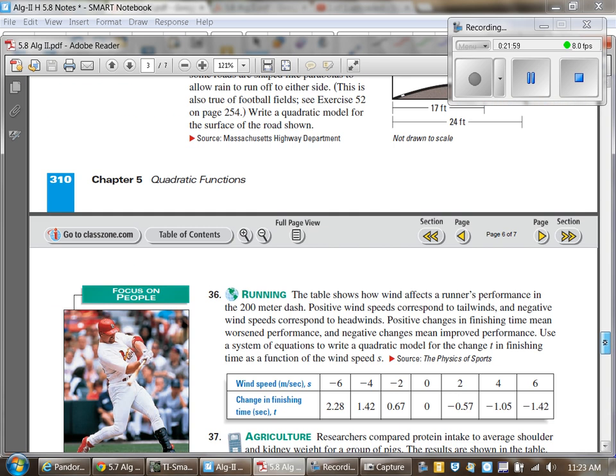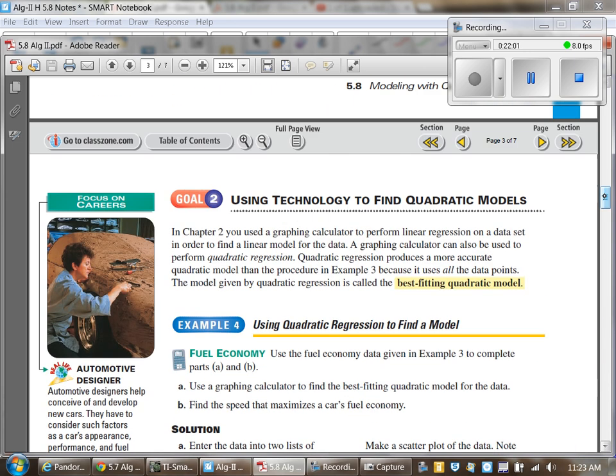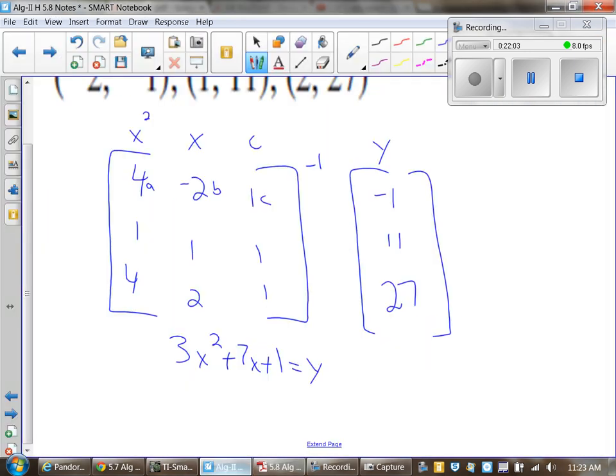So you don't really even have to know the standard form equation. You really don't.